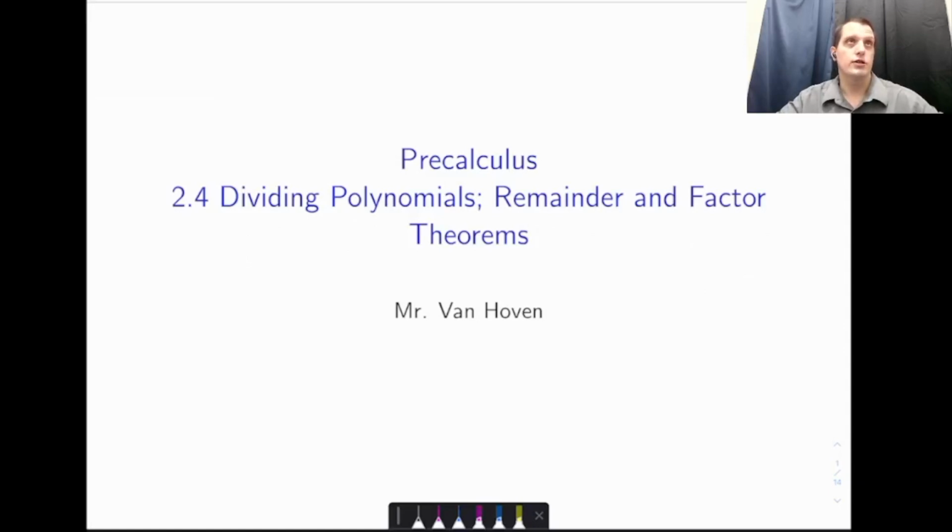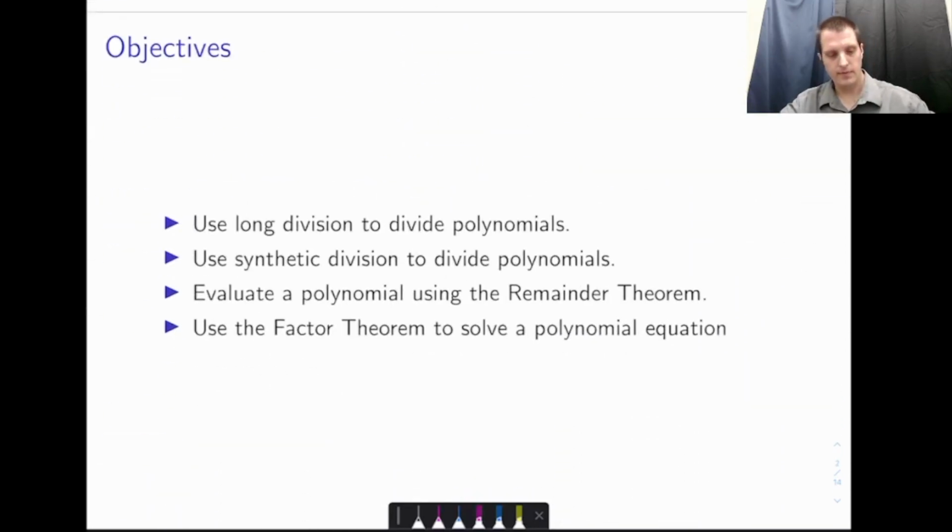Pre-calculus, section 2.4, dividing polynomials, remainder and factor theorems. Today's objectives: use long division to divide polynomials, probably the hardest thing we have all day. Use synthetic division to divide polynomials, a lot easier. Evaluate a polynomial using the remainder theorem, quite simple. And then use the factor theorem to solve a polynomial equation, also quite simple.